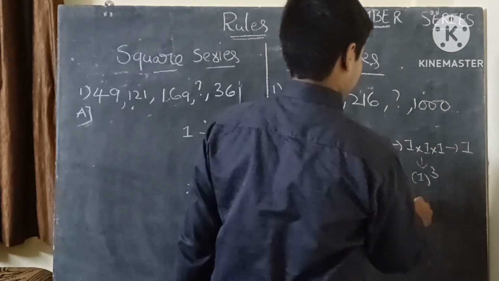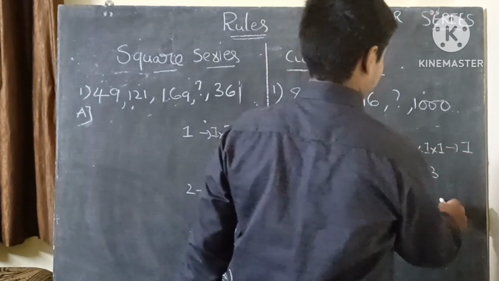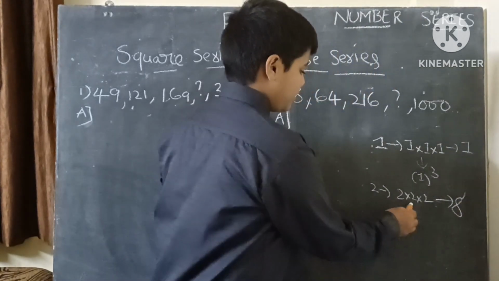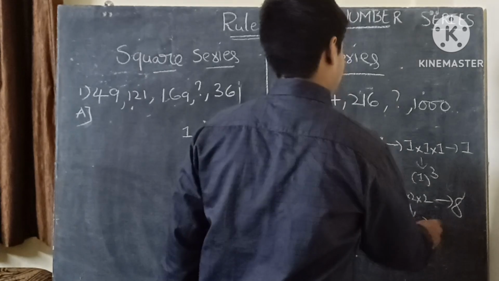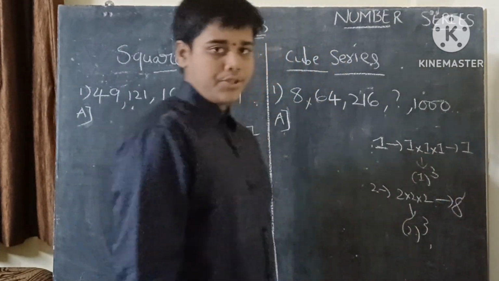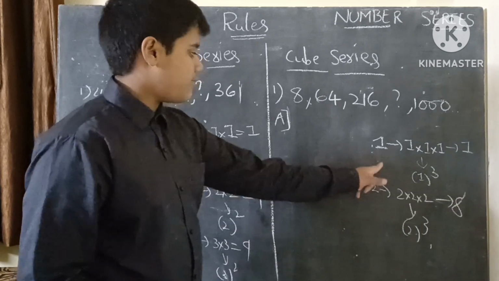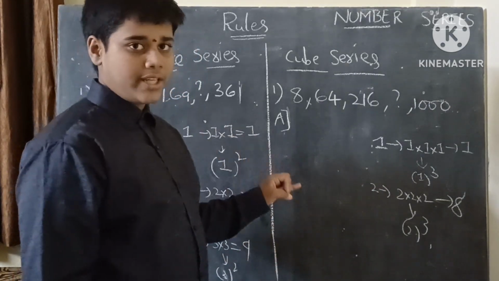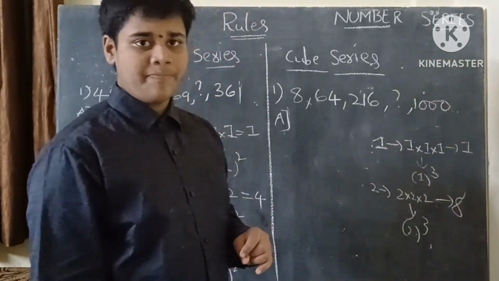So if I take 2 as a number, we have to multiply 2 itself 3 times. So 2 into 2 into 2 becomes 8. So this 2 into 2 into 2 is written as 2 cube. 2 cube. Okay. So these are the squares and these are cubes. Squares means we have to multiply itself 2 times and cube means we have to multiply itself 3 times. Okay.